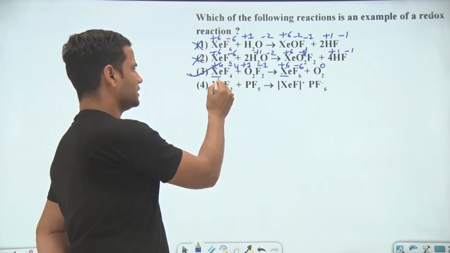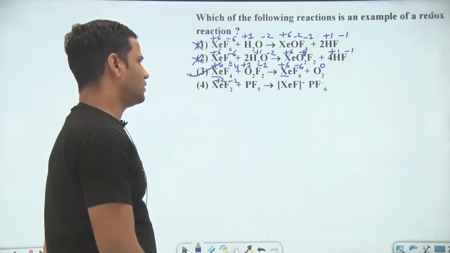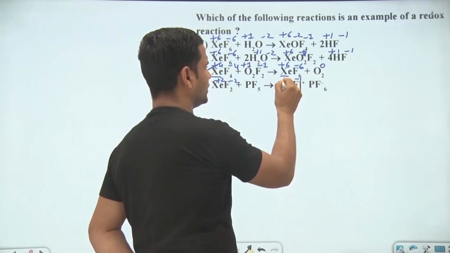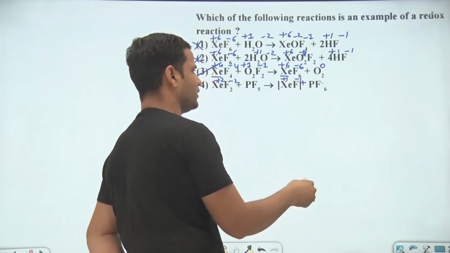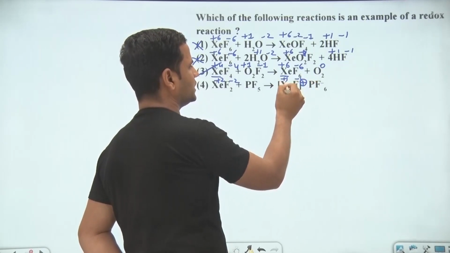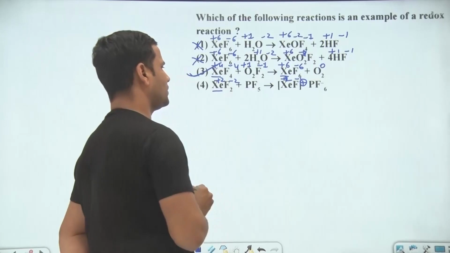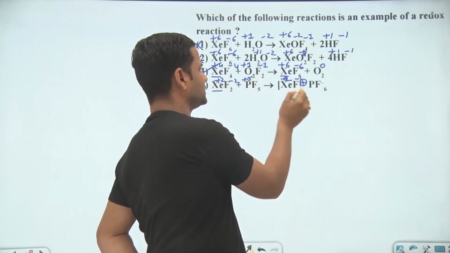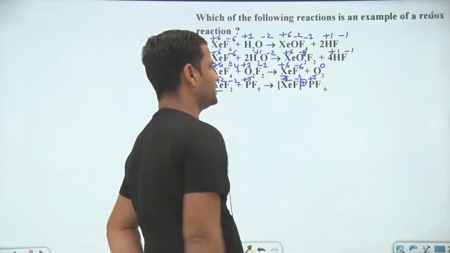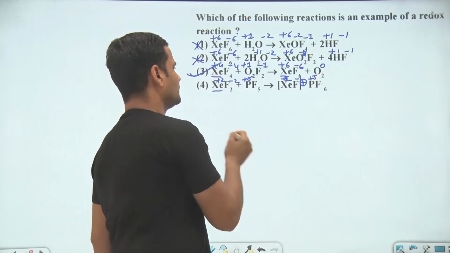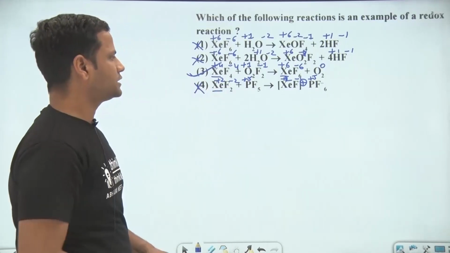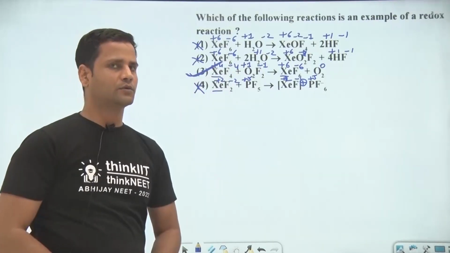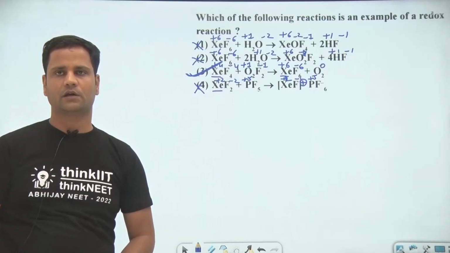Now coming to the fourth option, xenon is in +2 oxidation state. Fluorine has -1 and xenon has +1, and there is also a +1 oxidation state after the bracket. So +1 and +1 gives +2. It means xenon is +2 on both the reactant and product sides. Phosphorus has +5 oxidation state on the reactant side and also +5 on the product side. So the fourth option is wrong, because all the oxidation states on the reactant and product sides are the same. Among all four, the third option is correct, since a redox reaction takes place in it. Thank you.